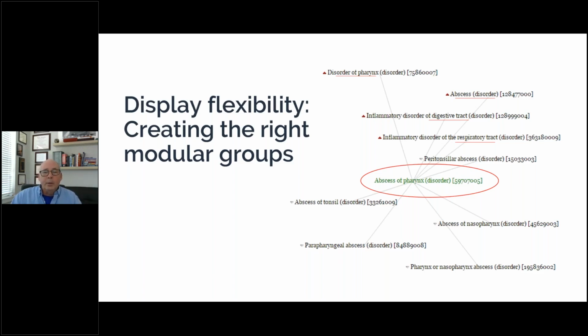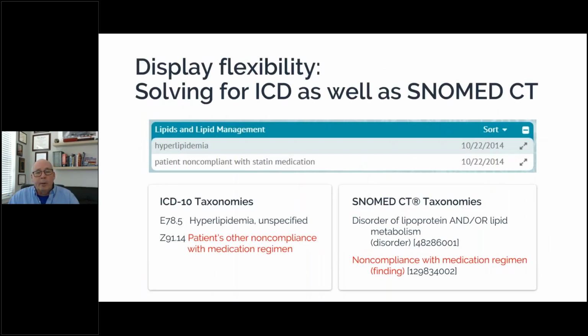The problem that I run into with SNOMED is that SNOMED says, and quite accurately, this might be an ENT problem, a disorder of the pharynx. It might be an abscess, an infectious disease problem. It might be a problem with the digestive tract because the pharynx is part of the digestive tract. And it might be a respiratory problem because the pharynx is part of the respiratory tract in SNOMED, using these groupers as aggregators. So it becomes kind of difficult to use these external reference vocabularies to do it.